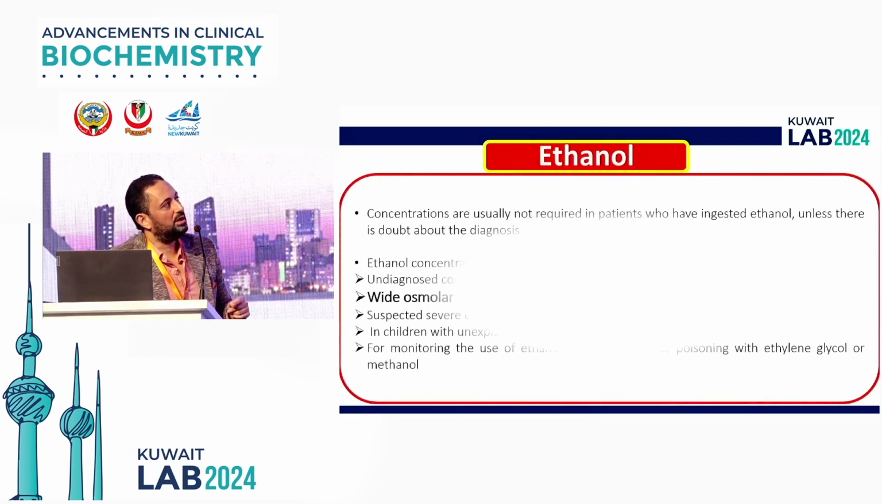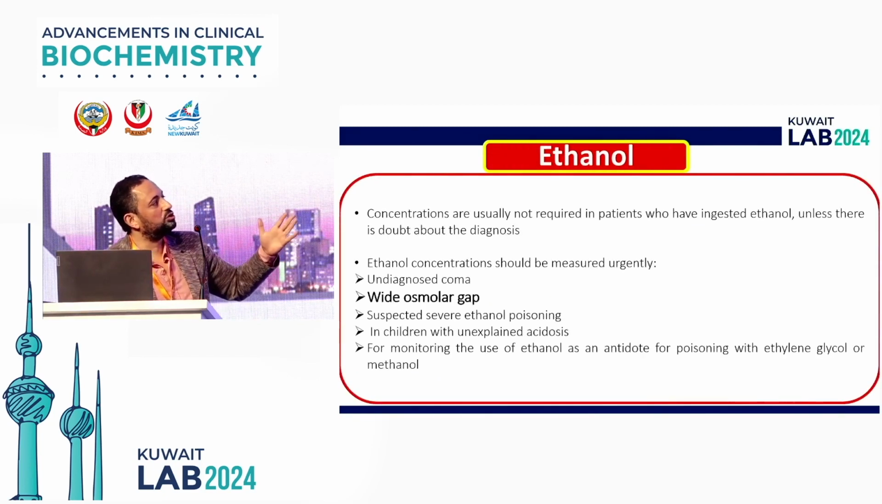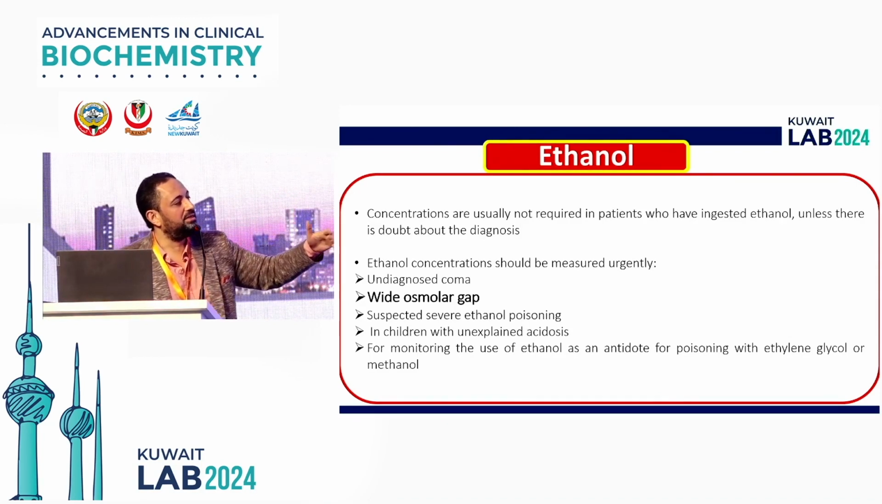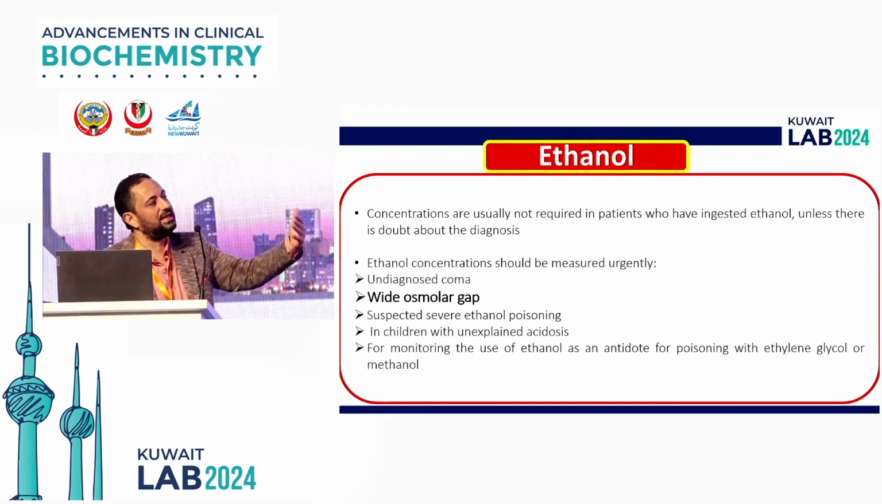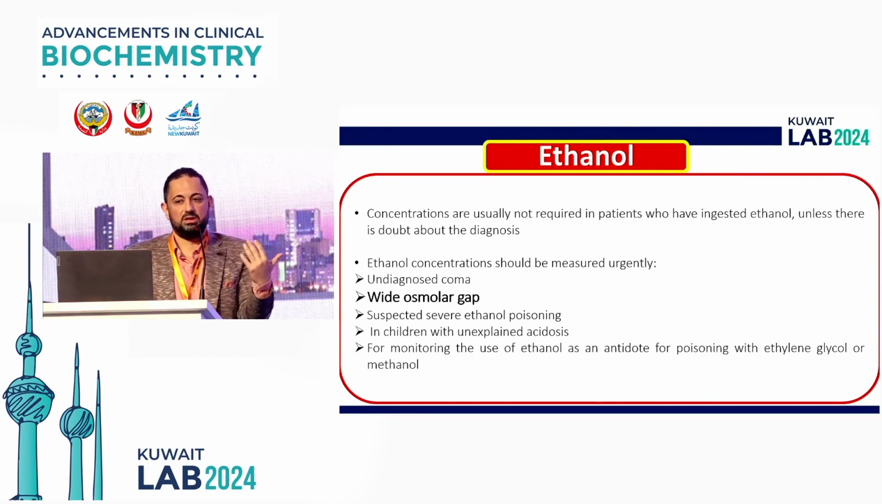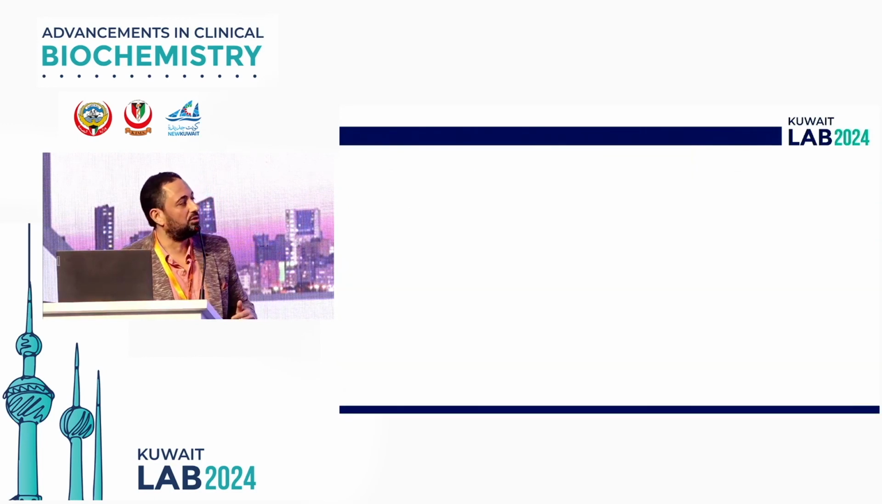Before we go to our cases, just ethanol. Concentration is usually not required in patients who have ingested ethanol unless there is doubt about the diagnosis. Ethanol concentration should be measured urgently in undiagnosed coma, wide osmolar gap, suspected severe ethanol poisoning in children with unexplained acidosis, and for monitoring of ethanol use. If we are going to use it as an antidote, actually we have fomepizole as an alternative. We are not using ethanol anymore in management of toxic alcohol ingestion.